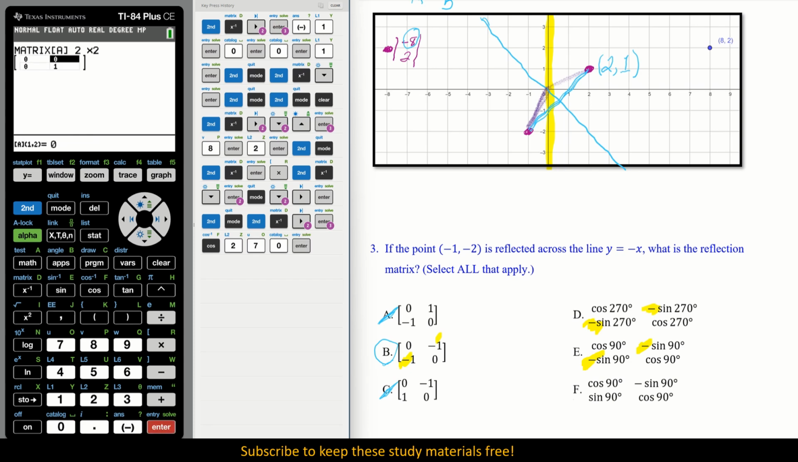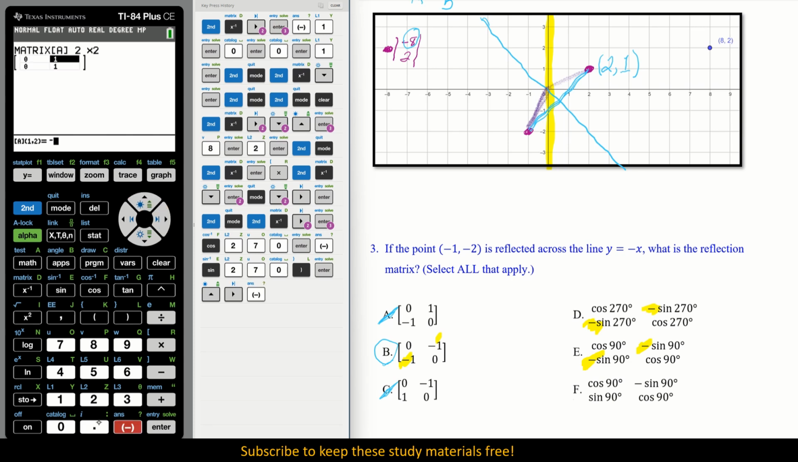And that is a 0. Now let's try negative sine 270. Negative sine 270 and enter. And that's a positive 1, not a negative 1. Let me go back and make sure I did the negative part.